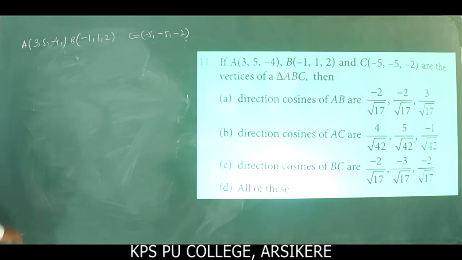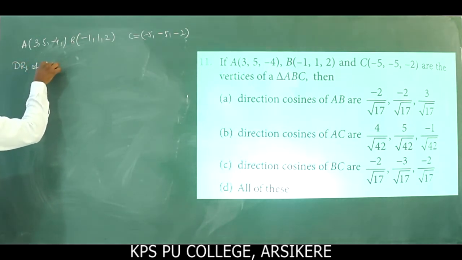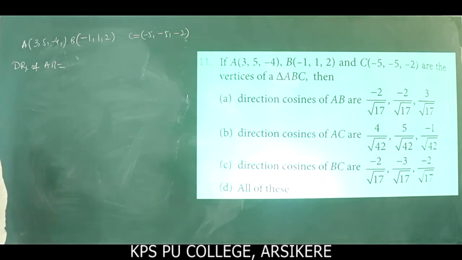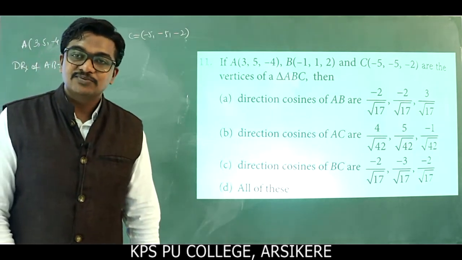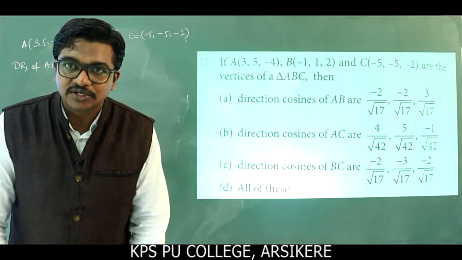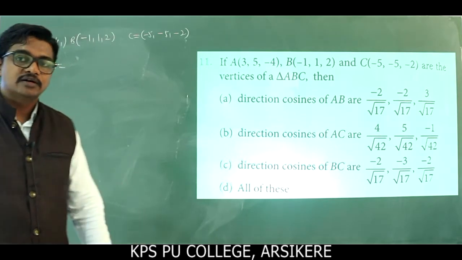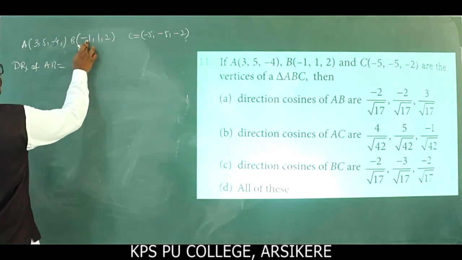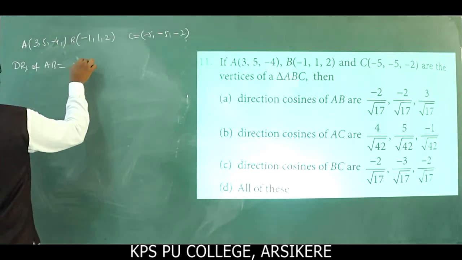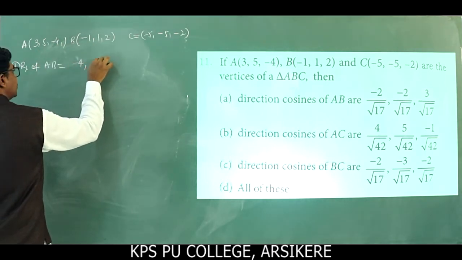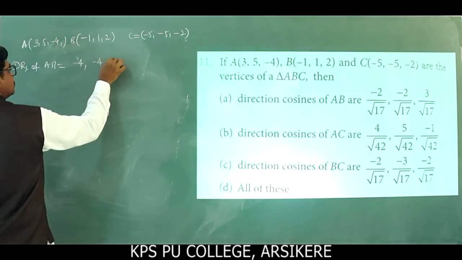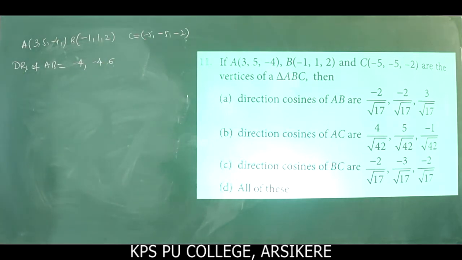Before finding the direction cosines, first we have to find the direction ratios of AB. Direction ratios of AB: take the first point x1, y1, z1 and the second point x2, y2, z2. The direction ratios are x2 minus x1, y2 minus y1, z2 minus z1. So this becomes -1 minus 3 is -4, 1 minus 5 is -4, and 2 minus of -4 becomes 6. They are the direction ratios.